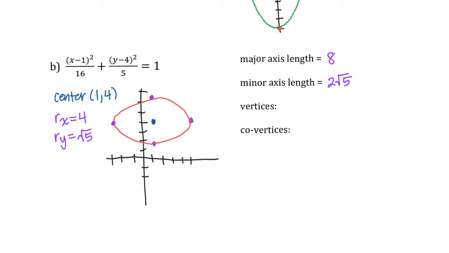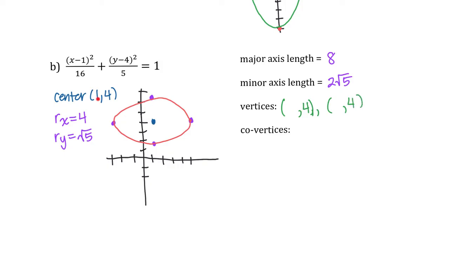Okay, the vertices are the endpoints of the major axis, so this point and this point. If you have a nice graph, you can just read it from your graph. I don't have the nicest graph, so I'm going to have to kind of calculate it. Okay, what was the center? The center was 1, 4. So the vertices are going to be at something, 4. Something, 4. And yes, if your graph is nice, just read it.